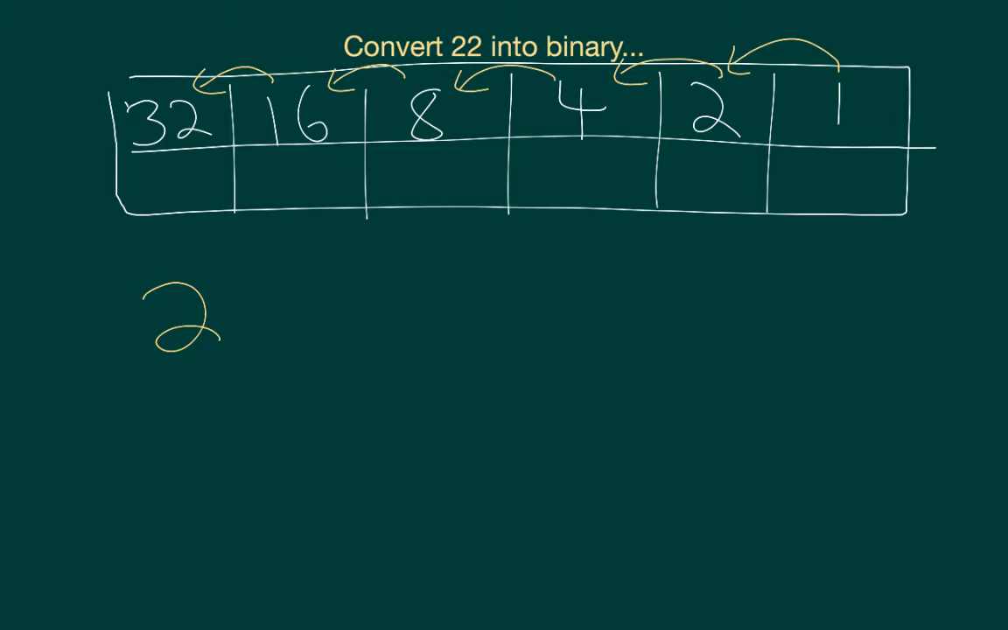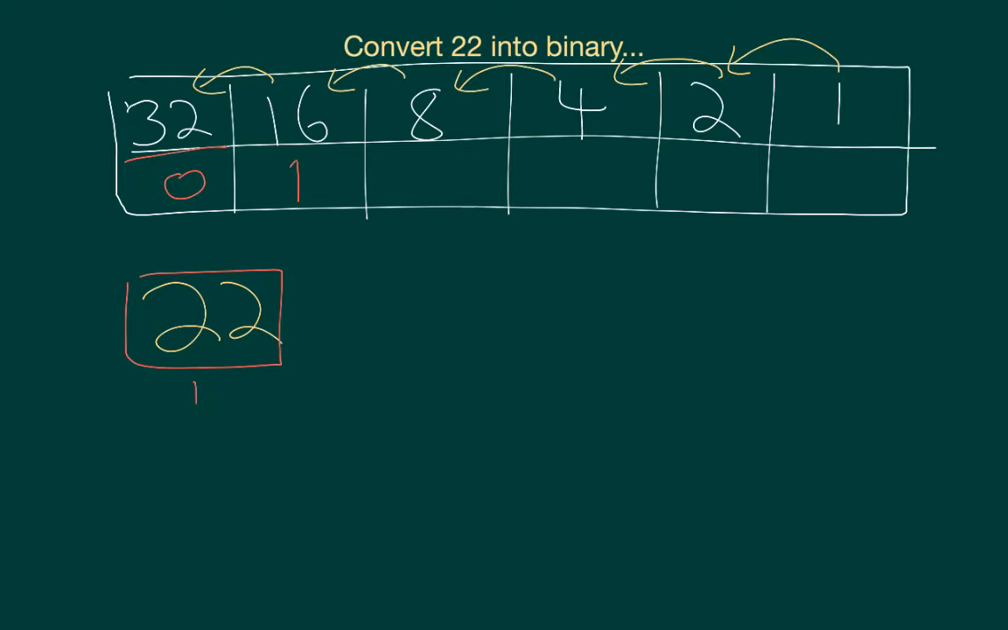So, how do I convert 22 into ones and zeros? The first step is to pick the biggest number out of all of these that fits into 22. Does 32 fit into 22? No, it doesn't. Does 16 fit into 22? Yeah, it does. Let's use 16.